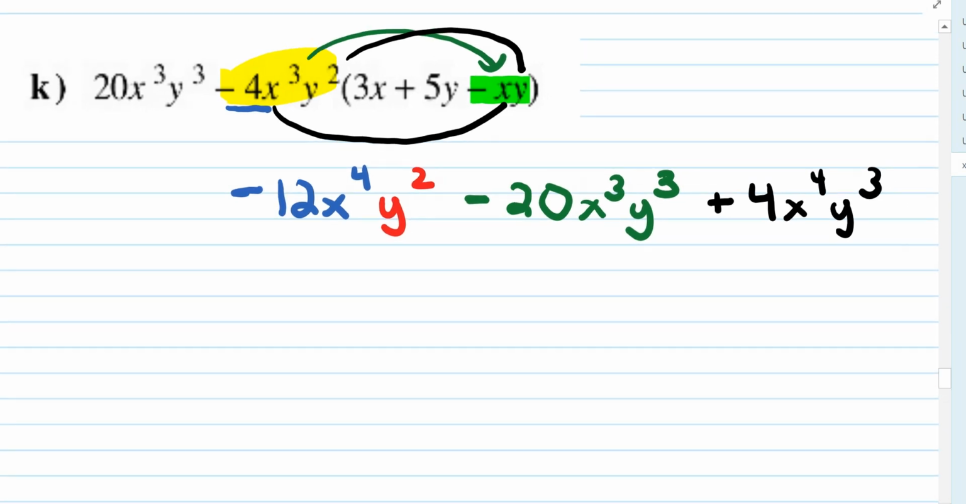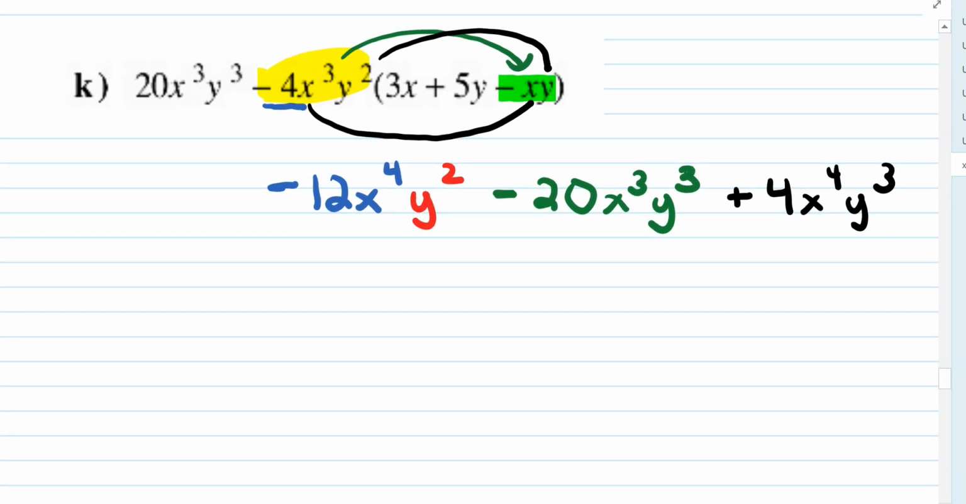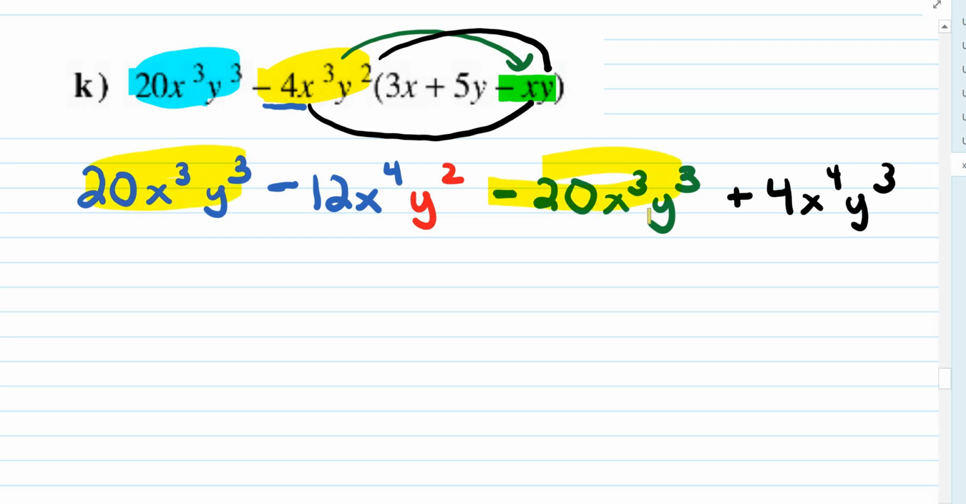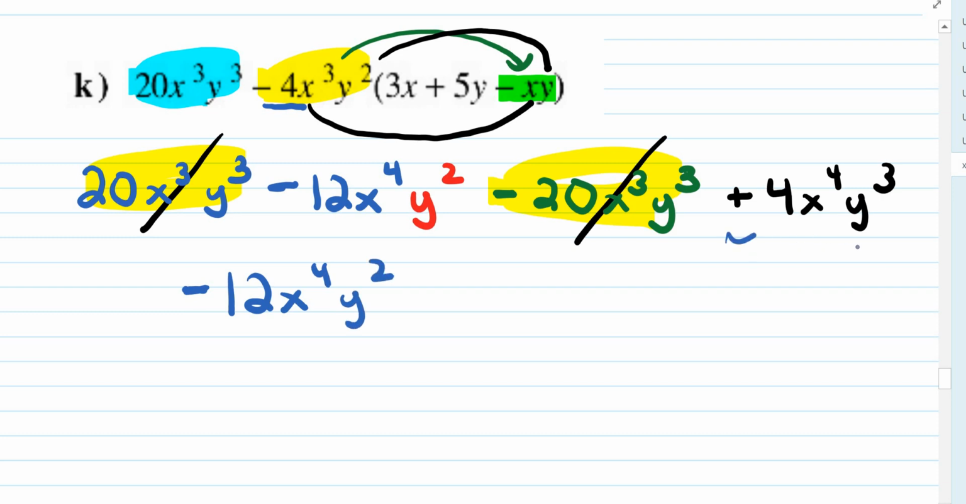All right, so a little bit of work there to distribute everything. And then we also have this term in front, which is just 20 x cubed y cubed. Okay, and then from here on, I guess we can look for ways where we can simplify. Now this first term and this third term, those two terms will just cancel out, right? So 20 minus 20 will be 0. And then we're just left with the second term, which is negative 12 x to the 4 y squared. And we're also left with the last term here, which is positive 4 x to the 4 y cubed.